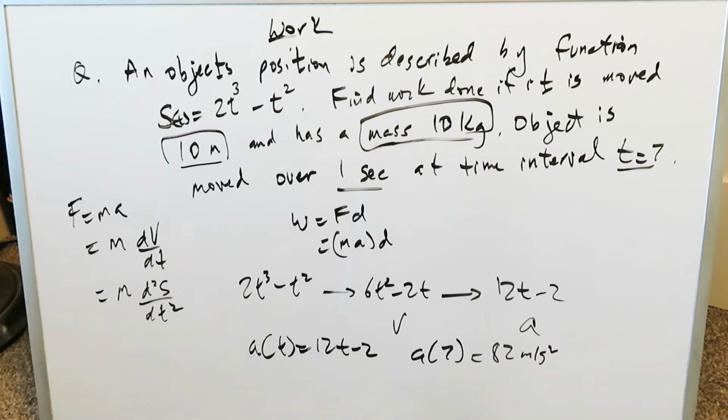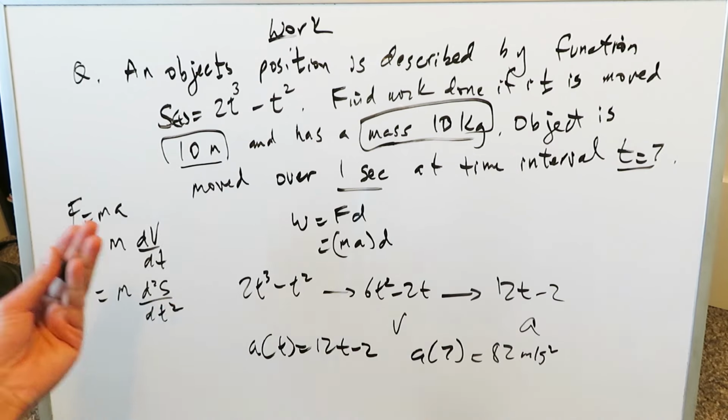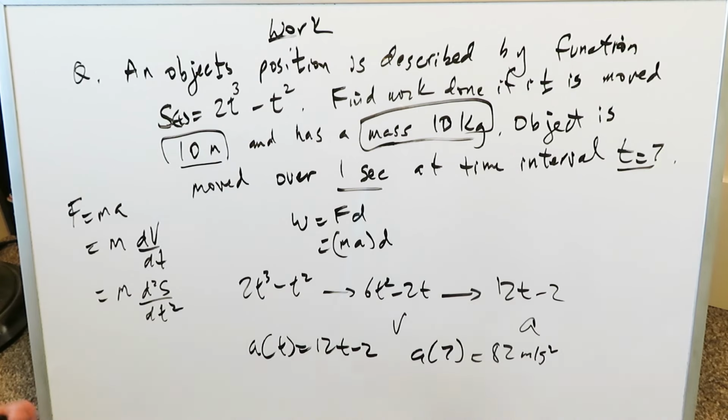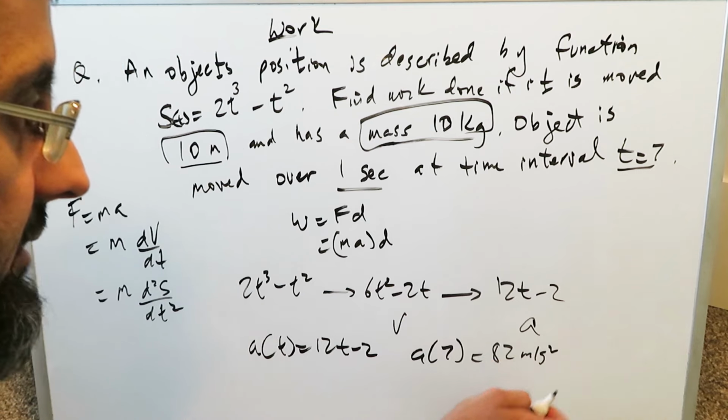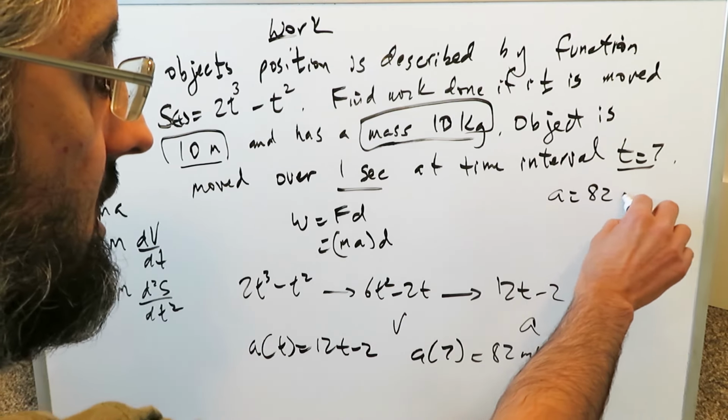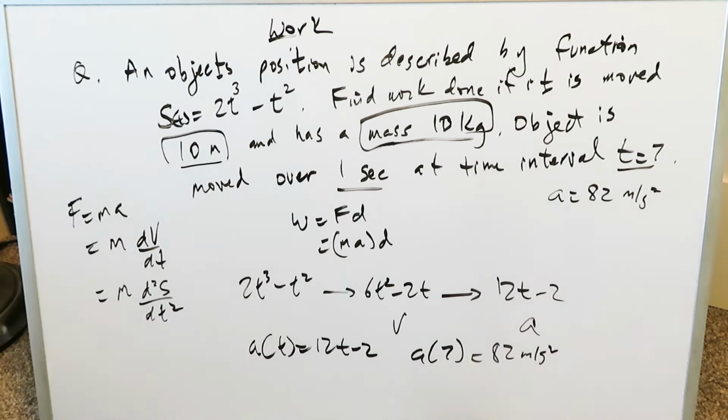We're not talking about gravity here, something falling. It could be something moving horizontally across the ground. You're pulling something, or you're pushing something really hard, or you're shooting something really hard. Anything which would have such a very high acceleration. Here acceleration is 82 meters per second square. Now we have everything we need to take this problem to completion.